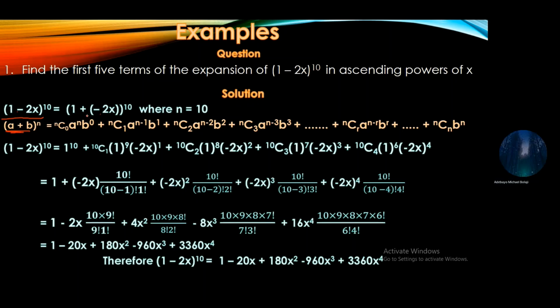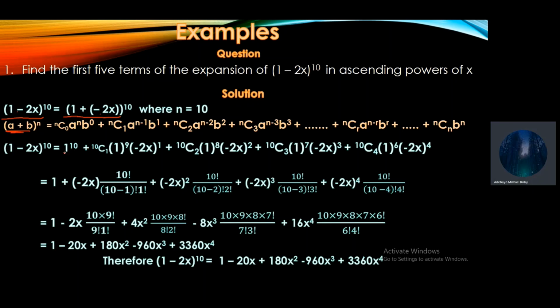Is that okay? Okay. So in this case now we know our a is equal to 1, and our b is equal to minus 2x. Please, if you have a question of this form, make sure you always represent it like this first before you start solving. If not, you will get a wrong answer. Okay. Now, hope you remember this formula that we introduced in the last class. We said n combination 0, a raised to the power of n, b raised to the power of 0, plus n combination 1, a raised to the power of n minus 1, b raised to the power of 1, and so on and so forth.